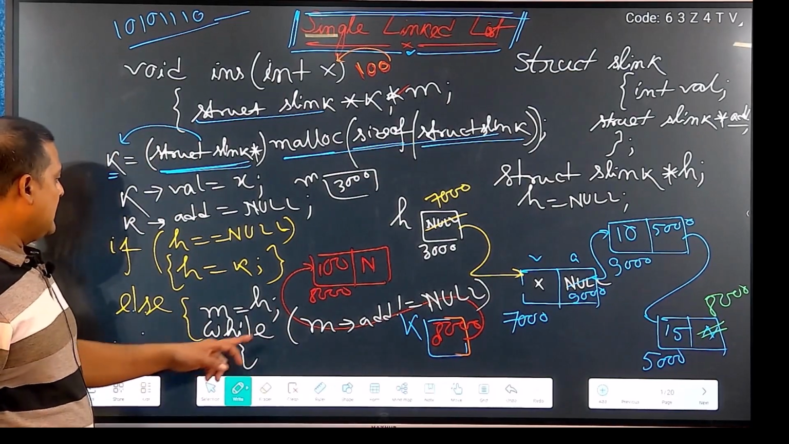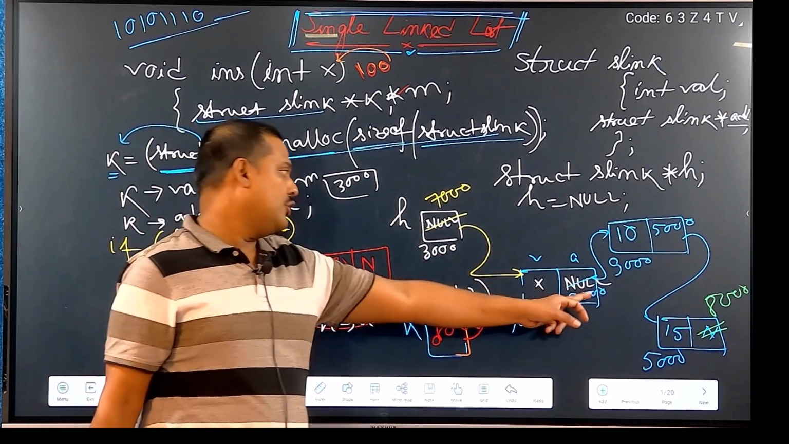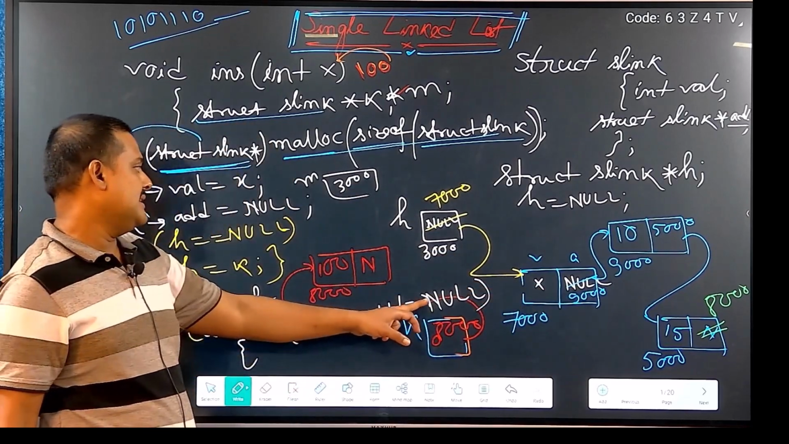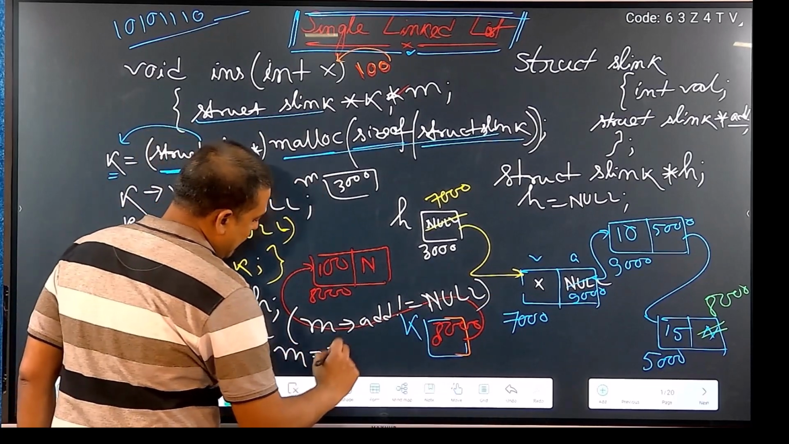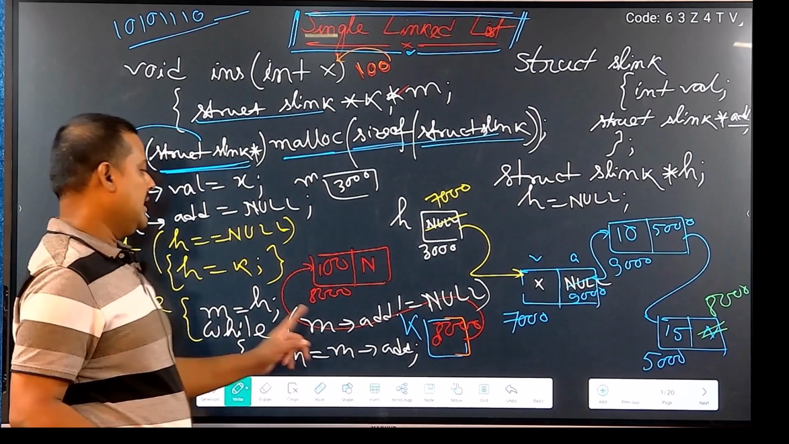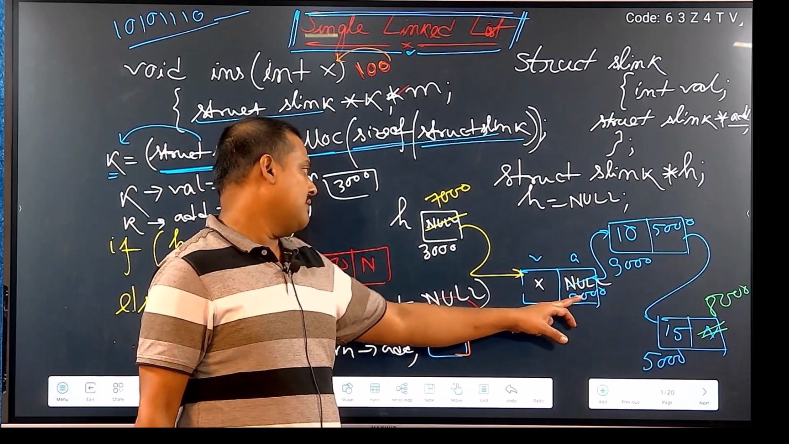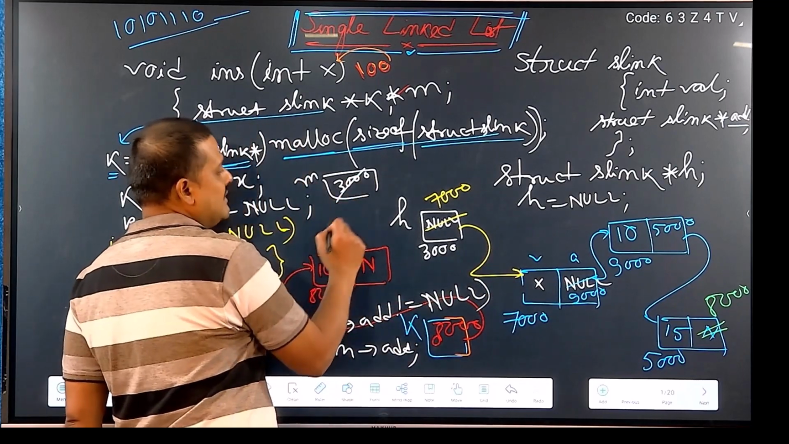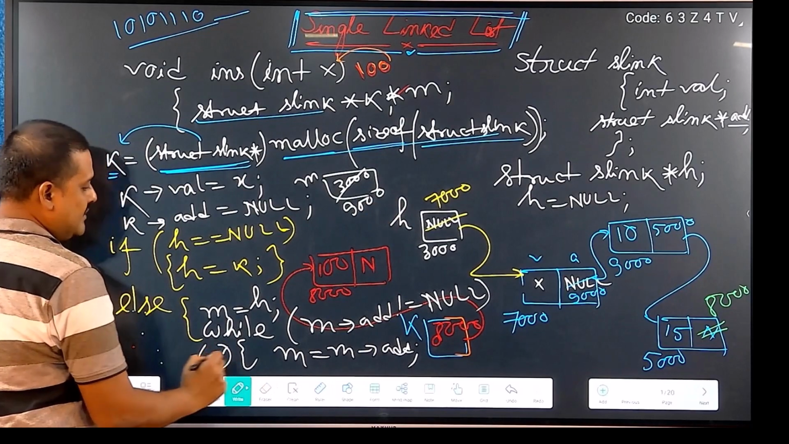Now, we will check m arrow address. Is it null? No. M arrow address, is it null? No. So, we will just move, m equal m arrow address. We will move the address. Okay. M equal m arrow address. So, m arrow address is what? 9000. Now, the value of m will be changed. M is now 9000. So, again this loop will iterate.